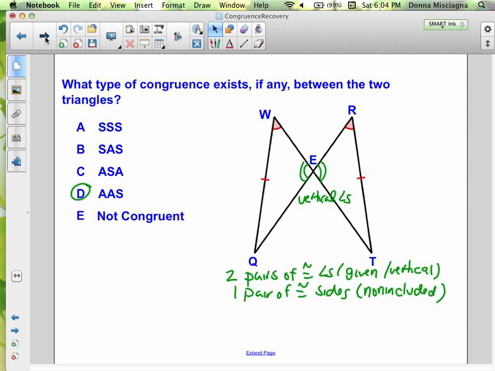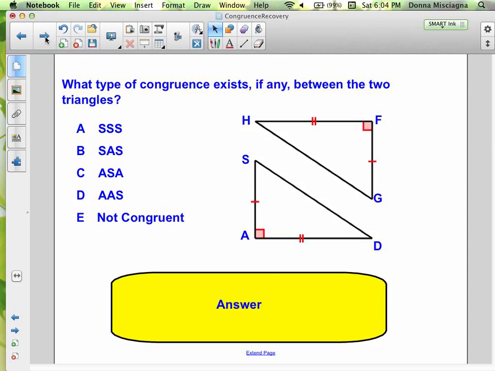And we're ready for another one. And here comes our page turning right now. All right, what type of congruence, if any, exists between the two triangles? All right, so notice what we have. We have a pair of sides.